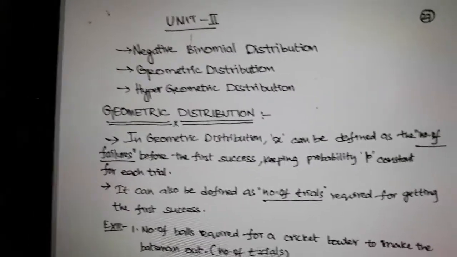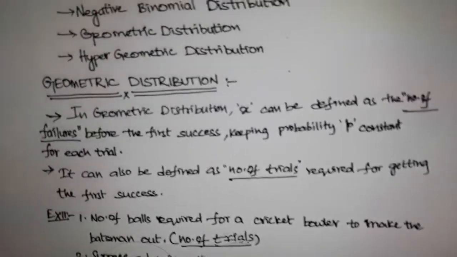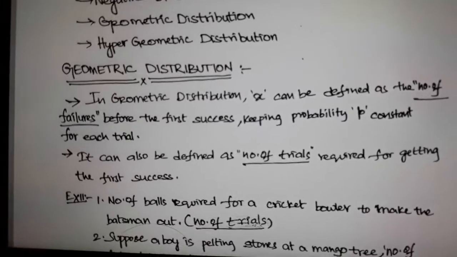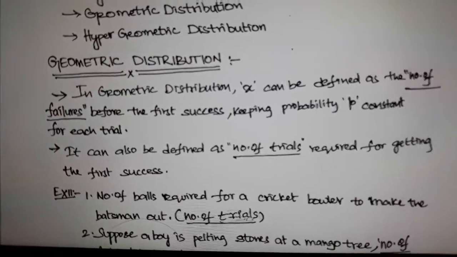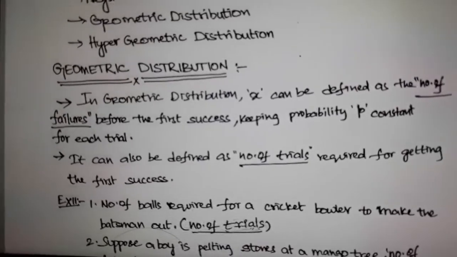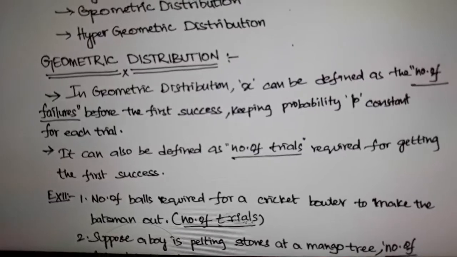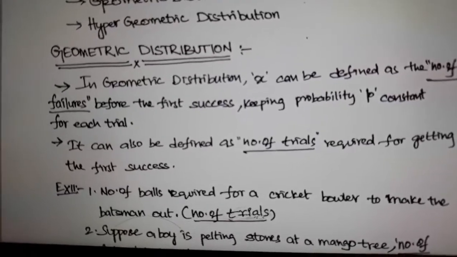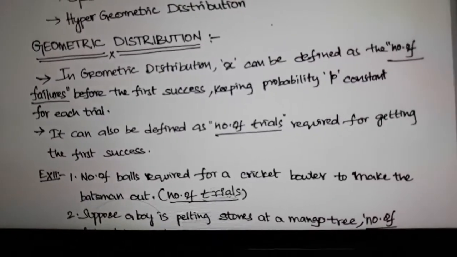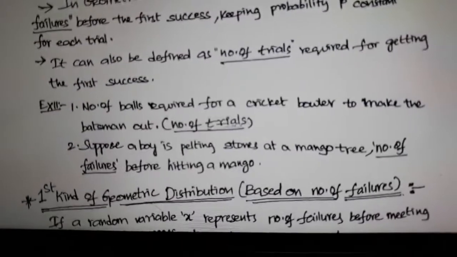First, here we discuss the geometric distribution. It's the extension of our binomial distribution. In the geometric distribution, x can be defined as the number of failures before the first success, with probability p constant for each trial. It can also be defined as the number of trials required for getting the first success, like the number of balls required for a cricket bowler to get the batsman out. So the number of trials is considered.